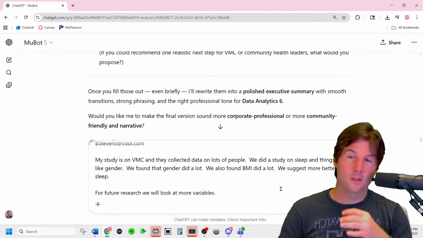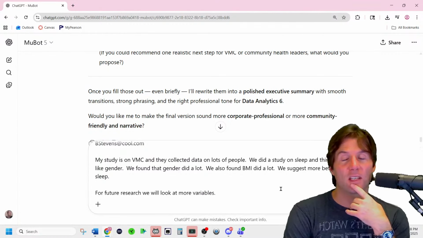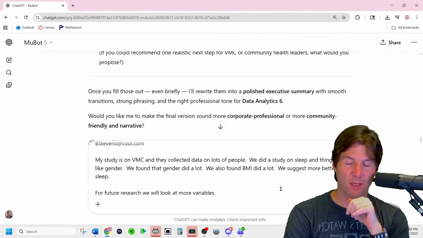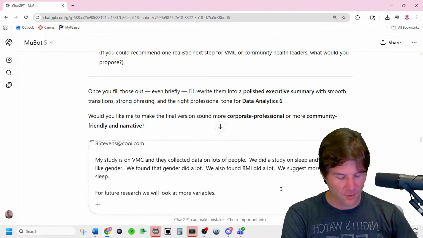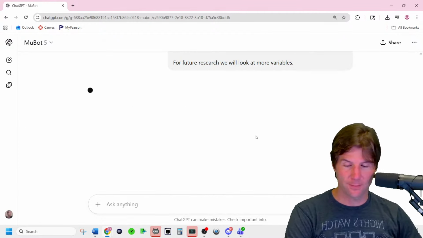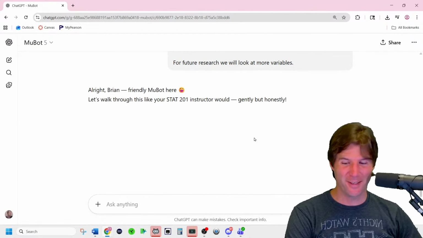I would give this like a 3 out of 10. MuBot should give a range to it. I'd give this a 3 out of 10. They got the stuff at the top. I'd give this a 3 or 4 out of 10. I'm nice, I'm going to a 4. You're right. Do not turn that in to get a 4 out of 10.